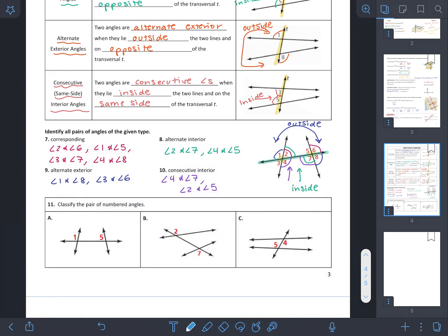Okay, so the first two angles, angle 1 and 5 for example A, they're corresponding. They're in the same position on two different intersections. Example B, those are alternate exterior. They're outside the lines that are being cut by the transversal, and they're on opposite sides of the transversal. And then letter C would be alternate interior angles.